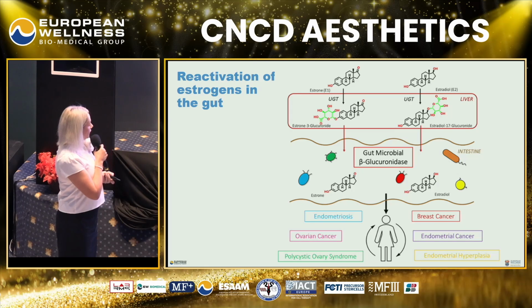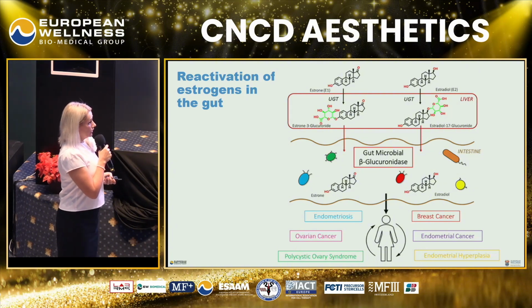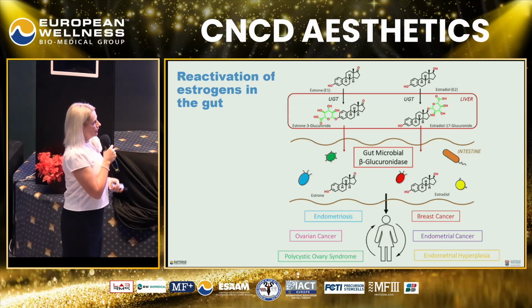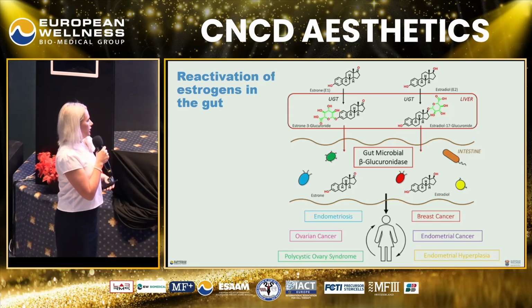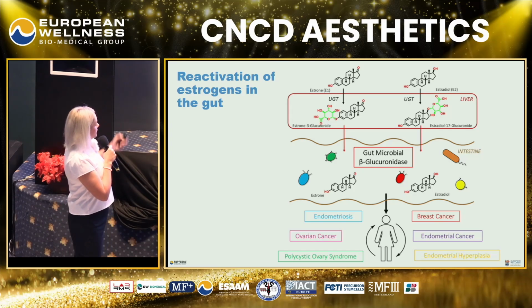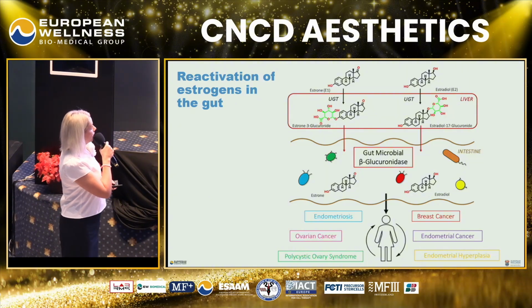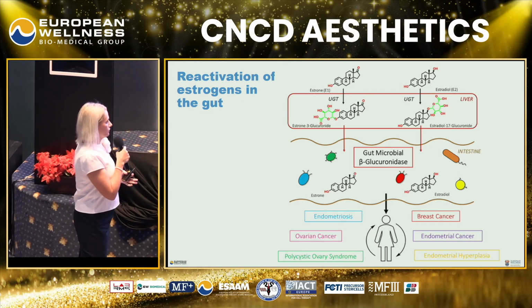And this mechanism, it was proven and studied, lies in the genesis of estrogen dominant conditions. First of all, cancers, endometrial hyperplasia, polycystic ovary syndrome, ovarian cancer, endometriosis, and so on and so forth. You may see in the upper part of my slide estrone and estradiol, which are connected with glucuronic acid, get into the gut and become deglucuronidated, deconjugated.